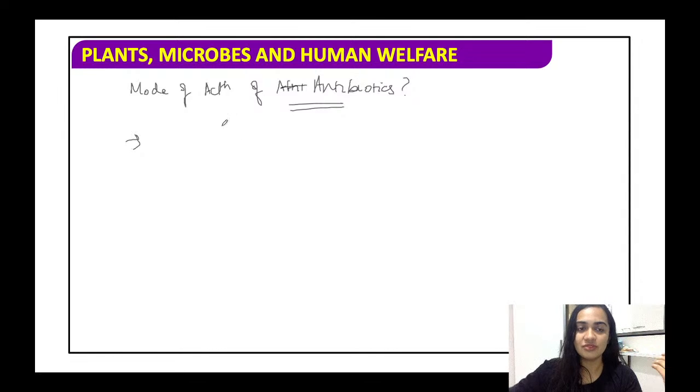So they follow a wide range of mode of action. Among that, the penicillin, the streptomycin, or such, most frequently used mode of their action is the disruption of cell wall. Fine. Disruption of cell wall.